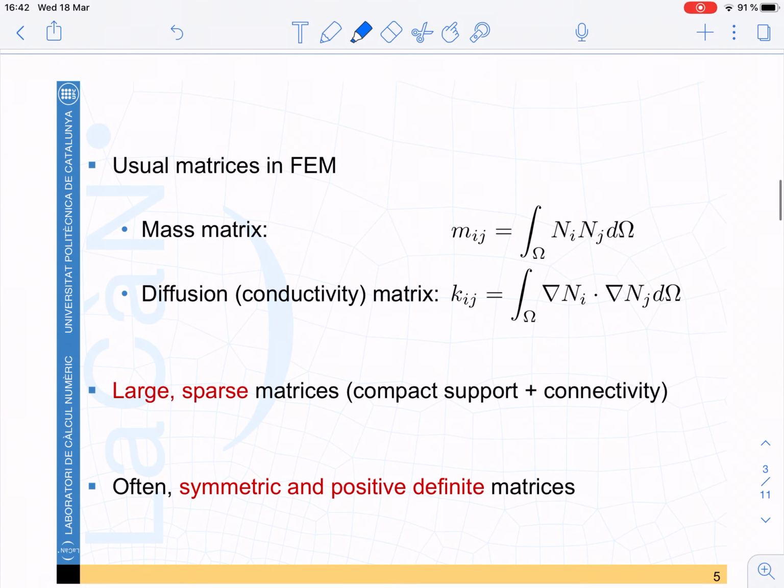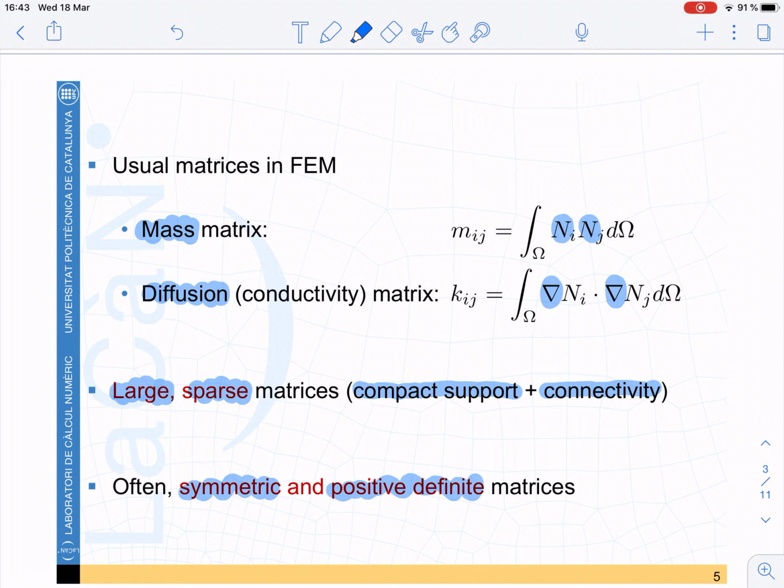We are already familiar with finite element matrices. We've discussed mass matrices, that is, integrals of products of shape functions, and also diffusion matrices, that is, integrals of products of gradients of shape functions. These matrices are typically large for fine meshes and also very sparse due to the compact support of shape functions and the connectivity between nodes. Very often, and that's the case of mass and diffusion matrices, they are also symmetric and positive definite.